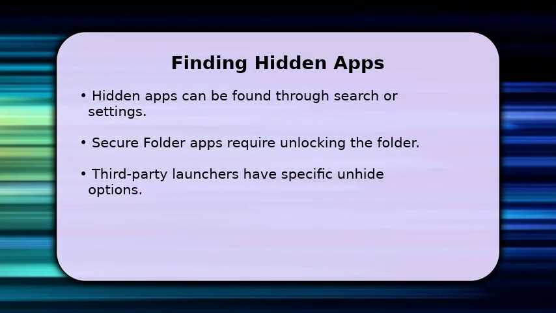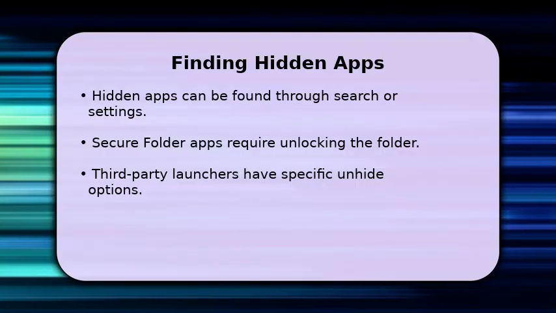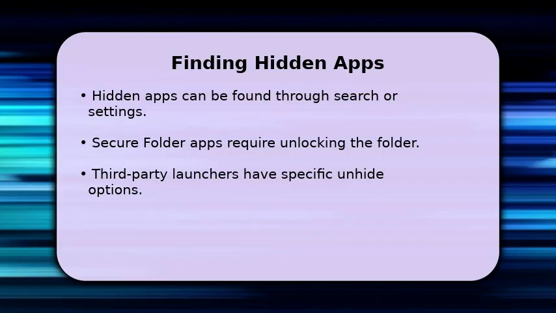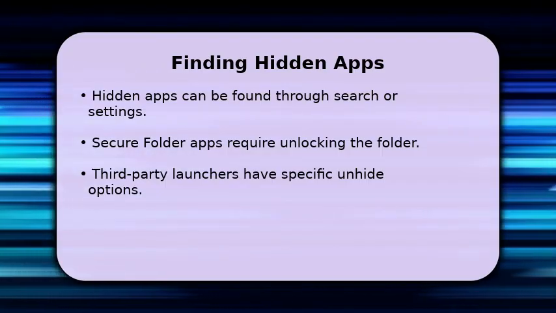Once apps are hidden, you might wonder how to access them again. If hidden via settings, you can usually find them by searching in the app drawer or revisiting the Hide Apps menu. For secure folder apps, simply unlock the folder. With third-party launchers, you'll typically find an unhide option within the launcher's settings to restore visibility.